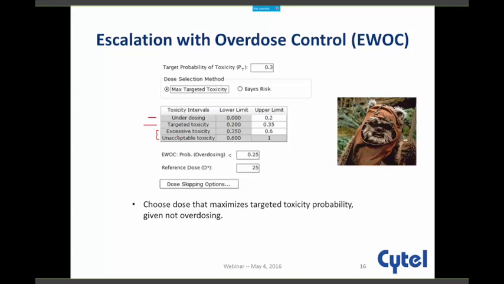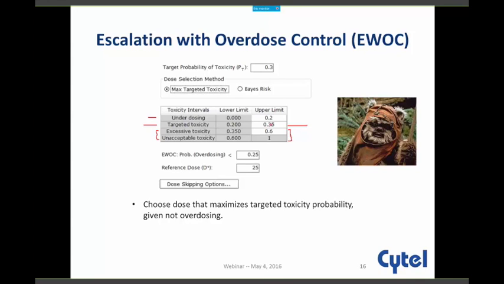One utilizes a purely decision theoretic approach, and the method that is most used, and is also recommended by the authors, is the so-called escalation with overdose control, in which the primary goal is to try and control the overdosing, essentially to limit the probability that you fall in either one of these two intervals. For example, you can put an upper threshold of, say, 25% on this probability of overdosing, and then subject to this constraint, you try to maximize the probability that you fall into the targeted toxicity interval. So this is a constrained optimization problem.